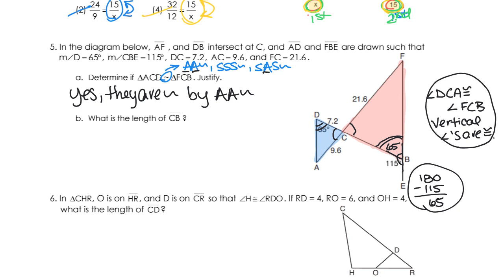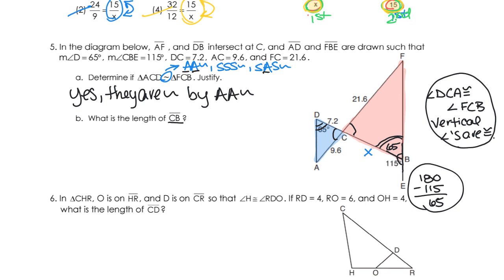All right, so now part B says, what's the length of CB? So because these triangles are similar, their corresponding sides should be in proportion, which is a fraction equal to a fraction. So all I have to do is set up a fraction equal to a fraction. Notice what they're asking me to solve for. They're asking me to solve for CB, so I'm going to put my X on CB. And then I'm going to go ahead and highlight my sides that match.